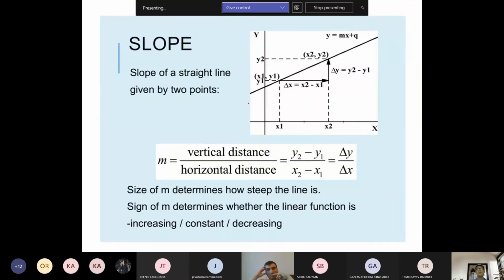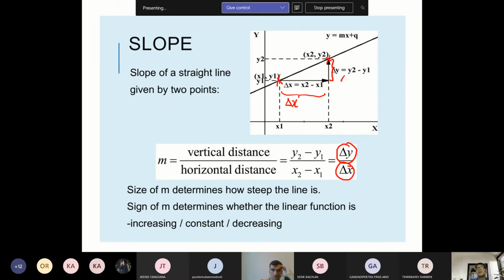Now, what is the slope? The slope is actually the difference of y divided by the difference of x. So this is actually a ratio. What is the difference of y? This is the difference of y. So when we have 2 points, this represents the difference of y, and here represents the difference of x.